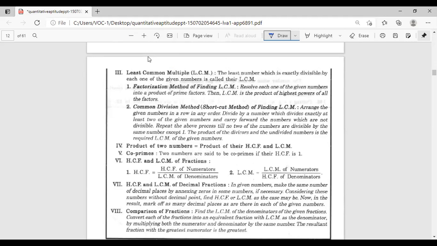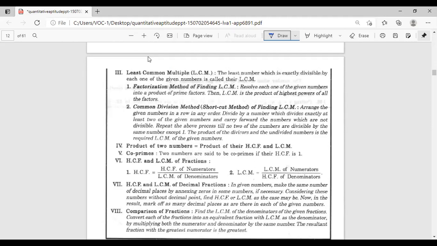First, in the factorization method, we resolve each one of the given numbers into a product of prime factors, then LCM is the product of the highest power of all the factors. And the second one is the common division method. This is the shortcut method of finding LCM.